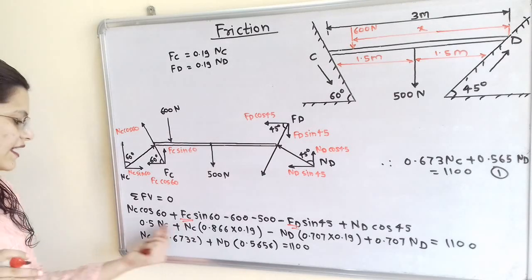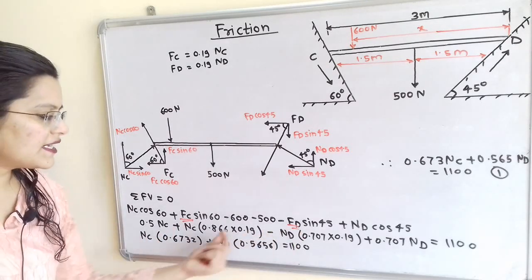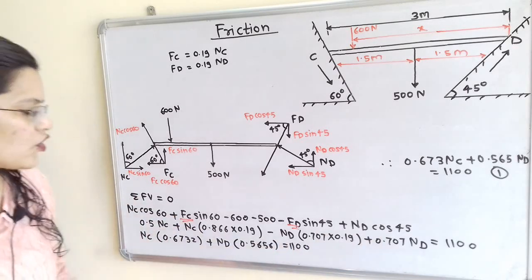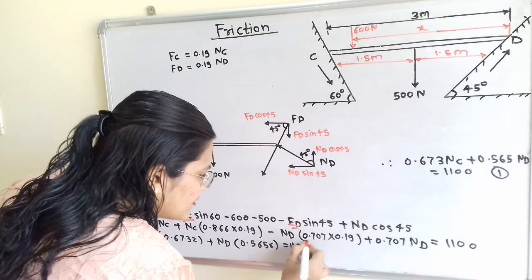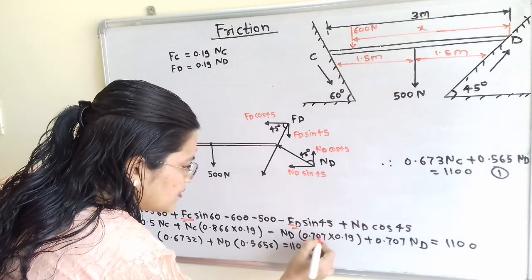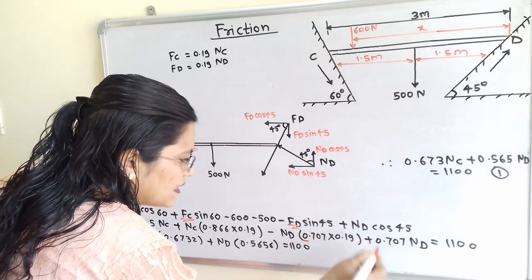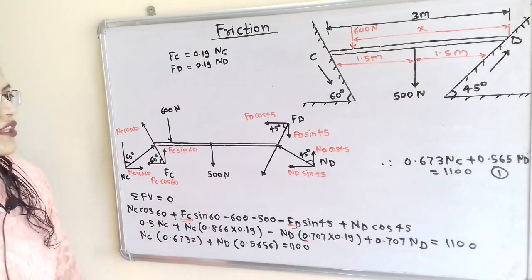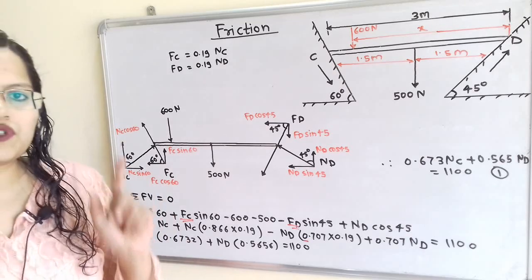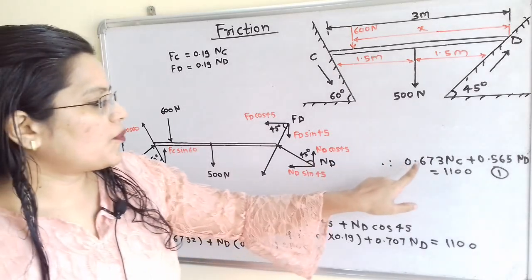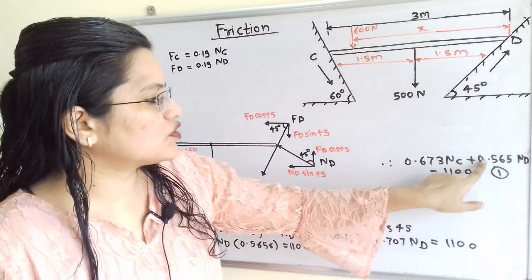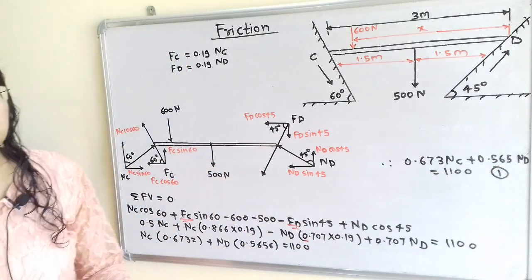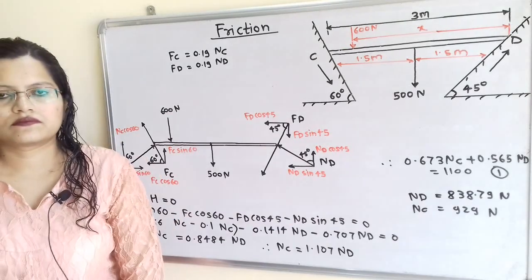So we take NC as a common term as well as ND as a common term. Here we take ND as a common term, so here it will become minus 0.707 into 0.19 plus 0.707. So when we solve this, we get the equation in terms of NC and ND: 0.673 NC plus 0.565 ND is equal to 1100. So this is equation number 1.